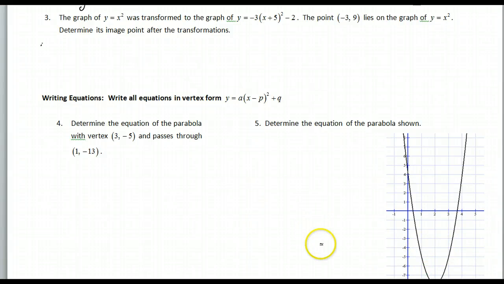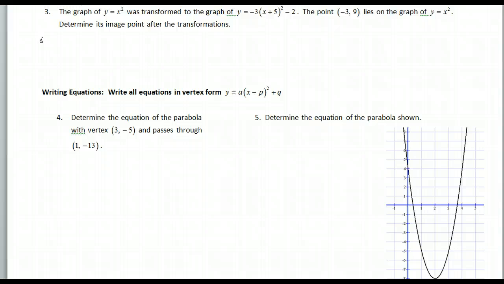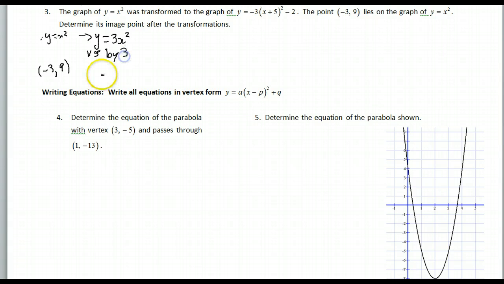So what I'd like to do is work through that step by step, describing each transformation as we go along. So let's start with y equals x squared, and on that, we have the point (-3, 9). Let's do our first transformation, and for that, we'll start off by doing the stretch. So let's get y equals 3x squared. That's a vertical stretch by 3. That's going to take this point to (-3, 27).